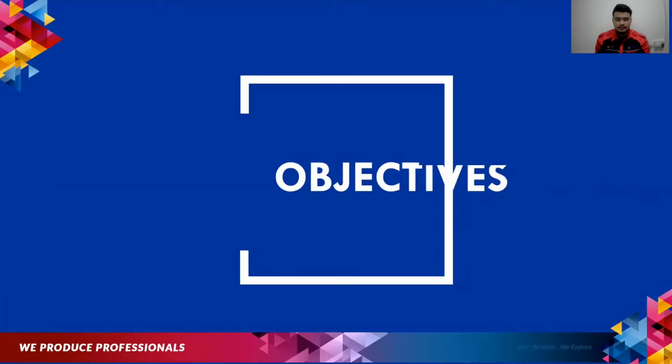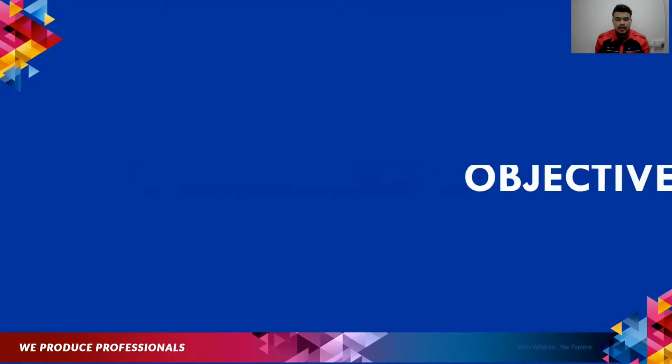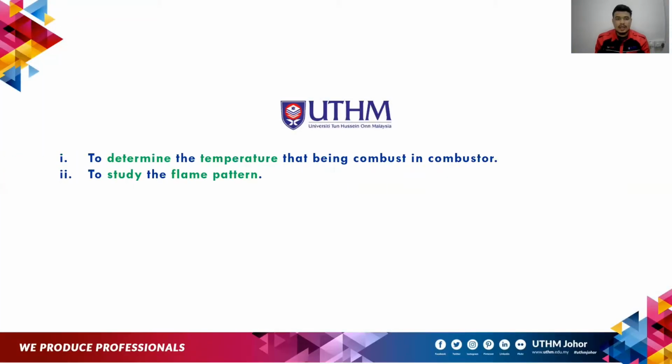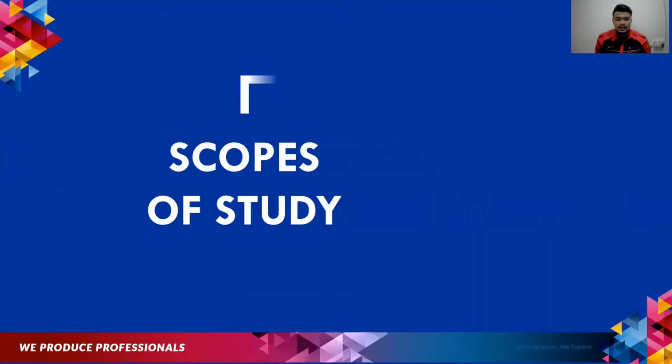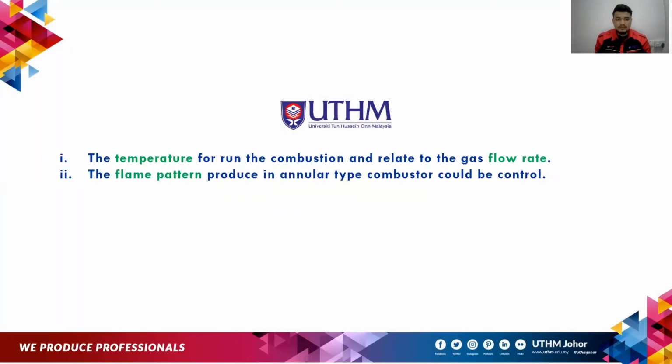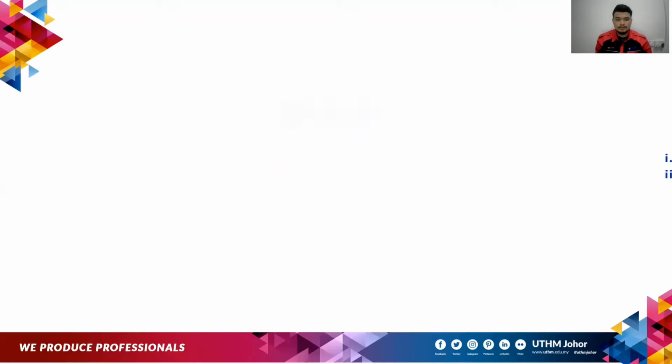Next is the objective of this project. The first objective is to determine the temperature that is combusted in a combustor, and the second one is to study the flame pattern. Next is the scope of study. The scope of study is the temperature for running the combustion and its relation to the gas flow rate. Second is that the flame pattern produced in an annular type combustor could be controlled.